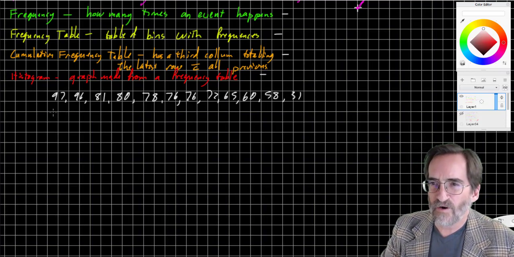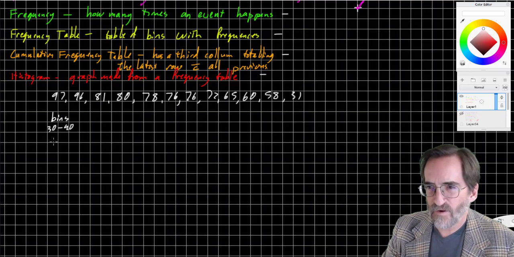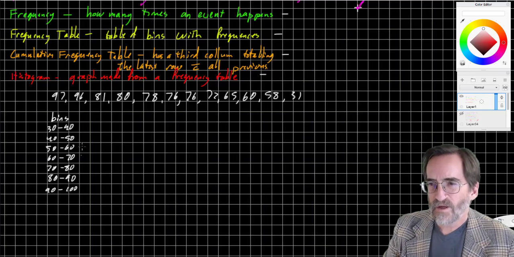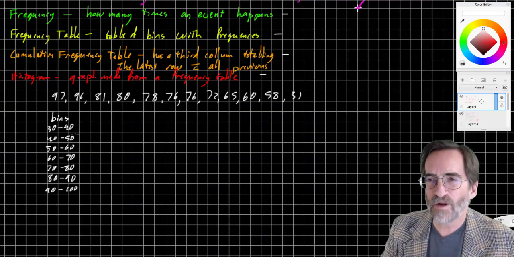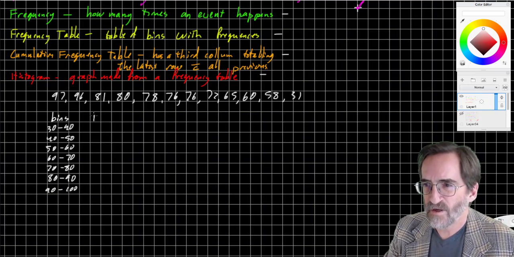So we'll have our bins, and I'm going to count up from 30: 30 to 40, 40 to 50, 50 to 60, 60 to 70, 70 to 80, 80 to 90, 90 to 100. And when a number occurs on the boundary, it always goes up to the next highest bin.